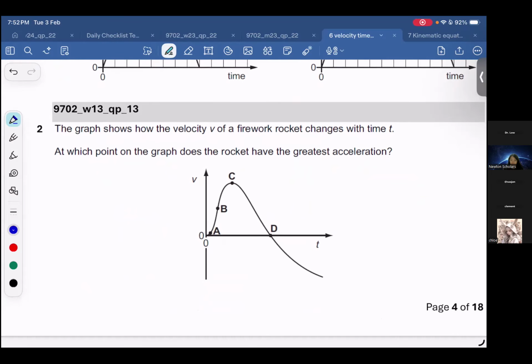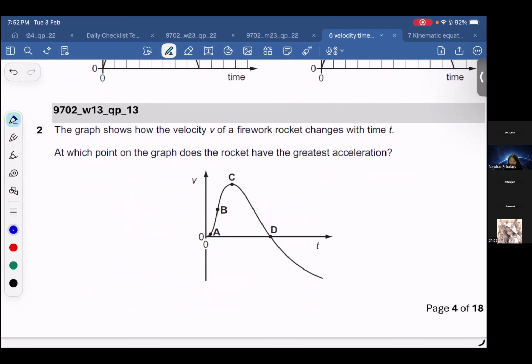This is 2013. The graph shows the velocity-time graph. At which point on the graph does the rocket have the greatest acceleration? Again, ask yourself how you relate acceleration with your graph. Okay, tell me your answer.